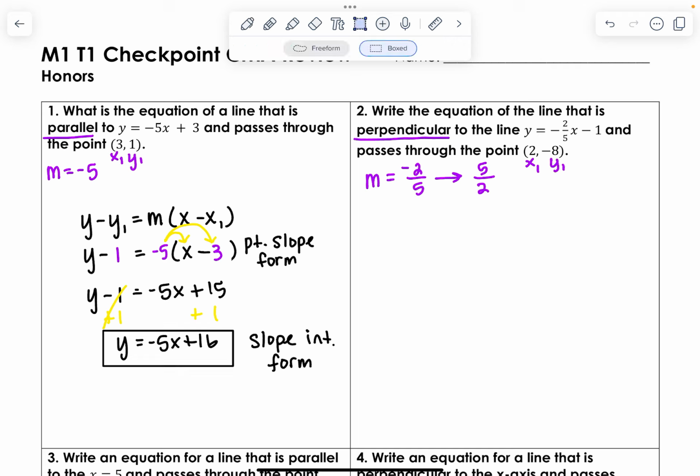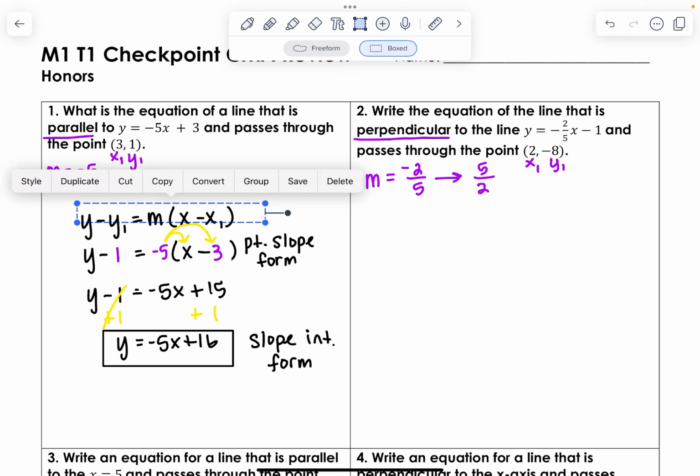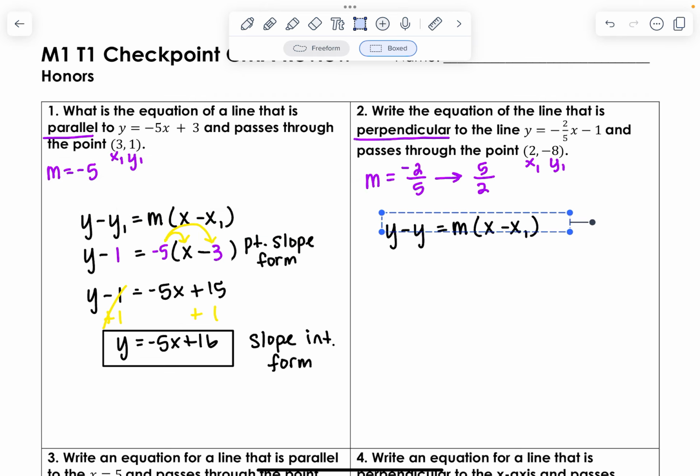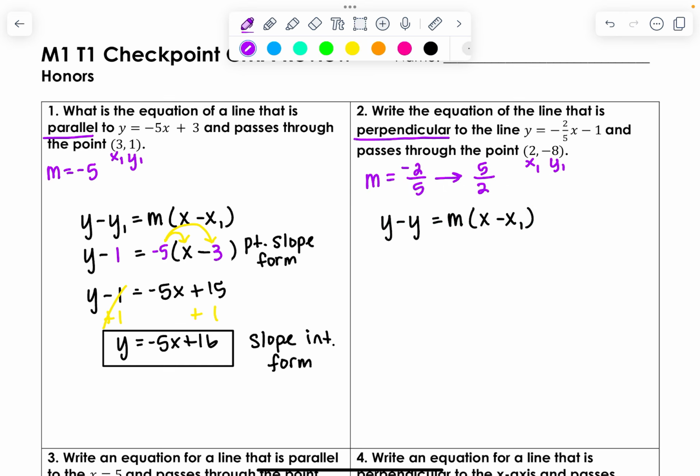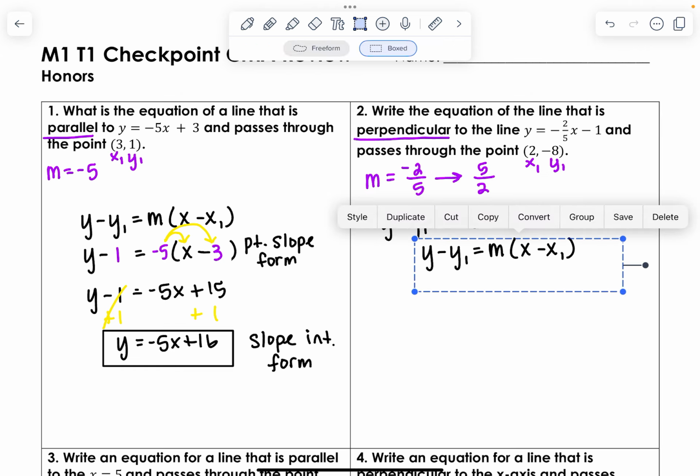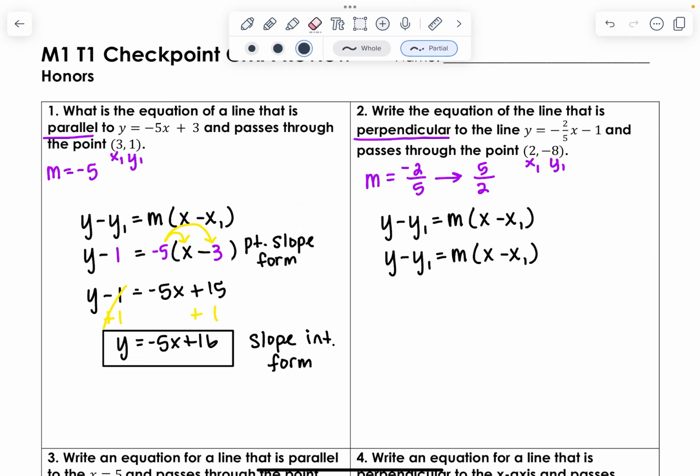Once more, we will start with the point slope formula. Okay, let me get the 1. And we're going to substitute. y1 is going to be negative 8. So the slope is 5 over 2. And then x1 is 2.